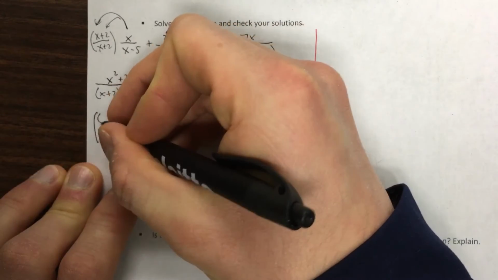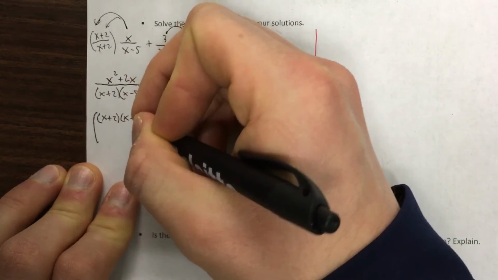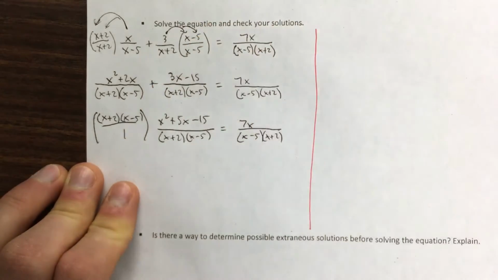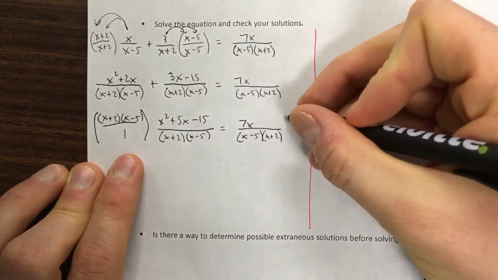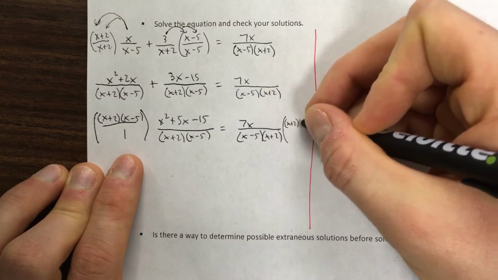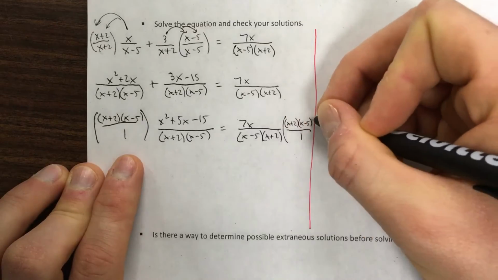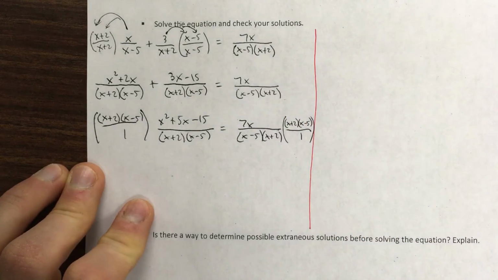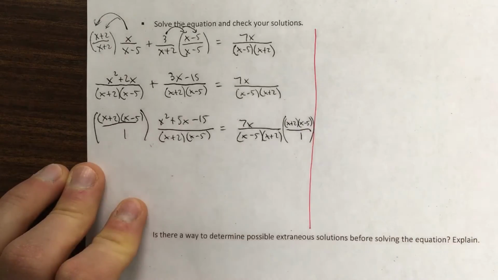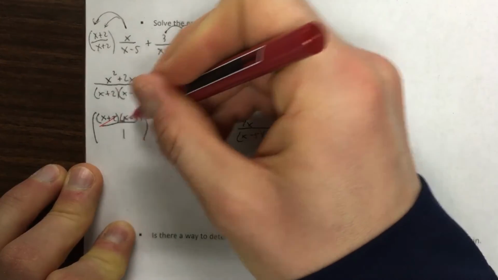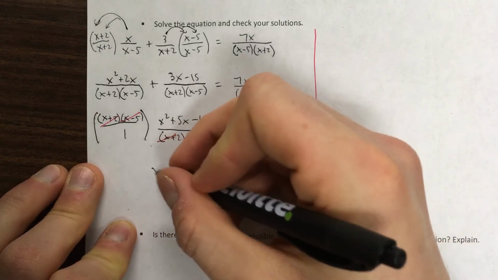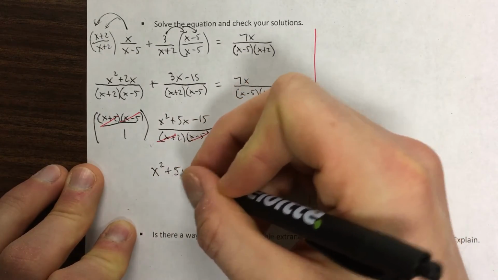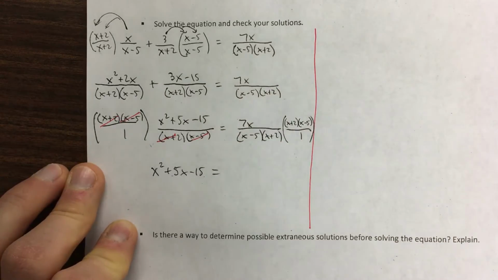So we can write this as x plus 2, x minus 5 over 1, if you will. Multiply this side by x plus 2, x minus 5. Multiply this side, I'm going to have to write smaller, x plus 2, x minus 5. Now hopefully we notice something. Here, we have an x plus 2 in our numerator and denominator. Those would go away. X minus 5s would go away. So all that we're left with on the left-hand side is x squared plus 5x minus 15 equals.